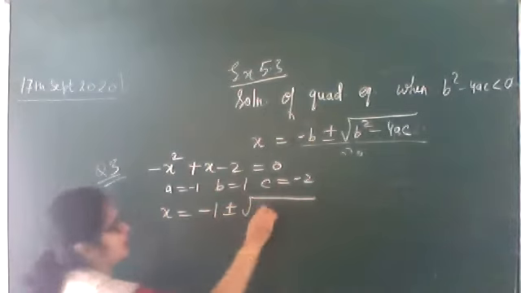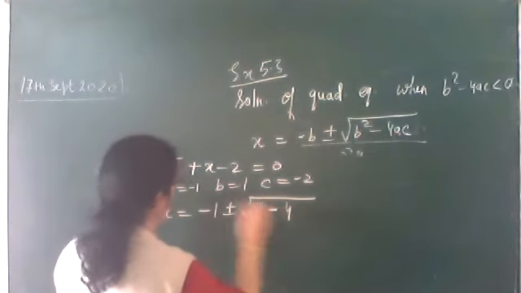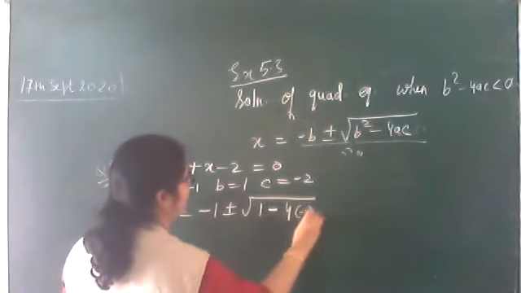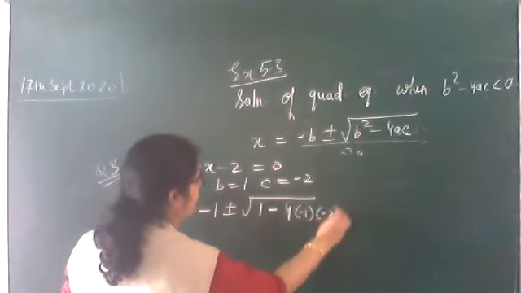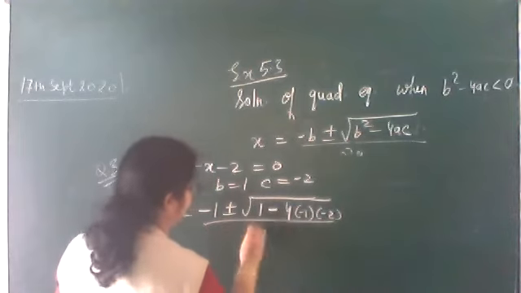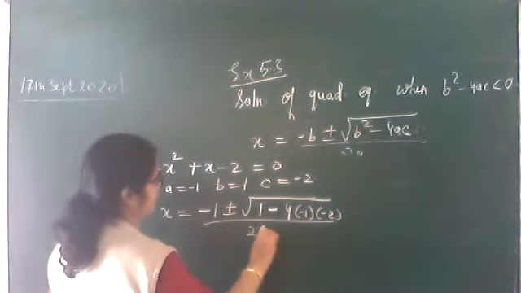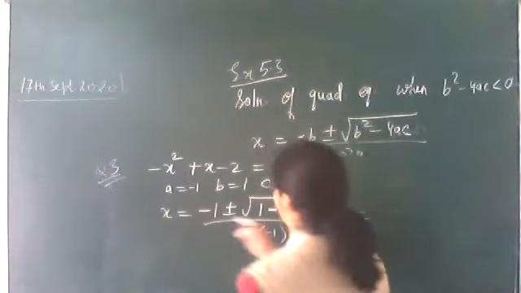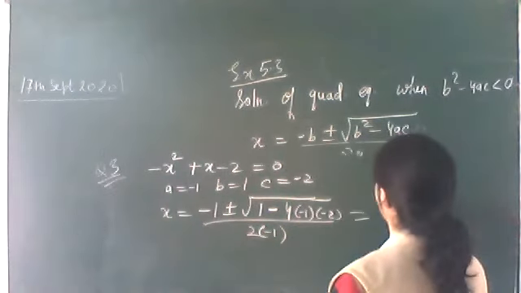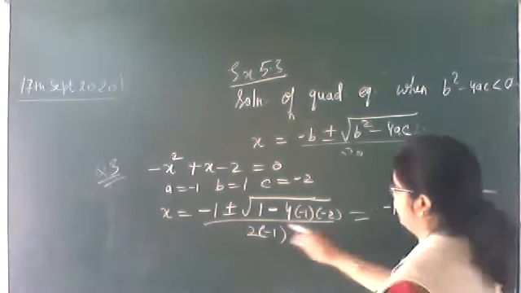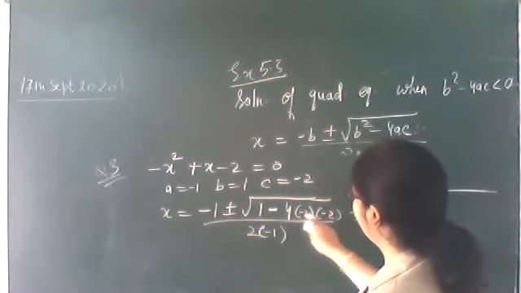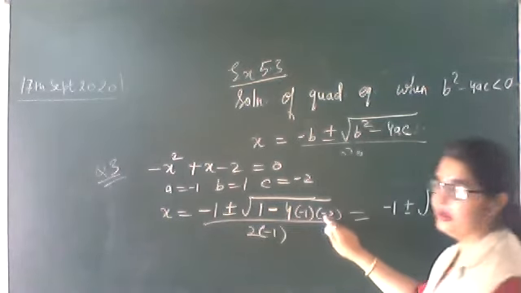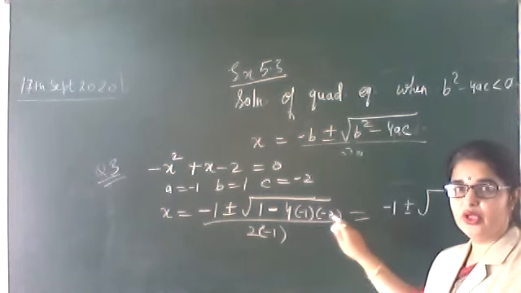So your x will be equal to minus b plus minus root of b square. B square is what? 1 square minus 4 times a, put the value minus 1. C is what? Minus 2, upon 2 times a. A is what? Minus 1. Now just put the values and solve. Minus 1 plus minus root of 1 minus 4 into minus into minus plus. So 4 into 2 will be 8.